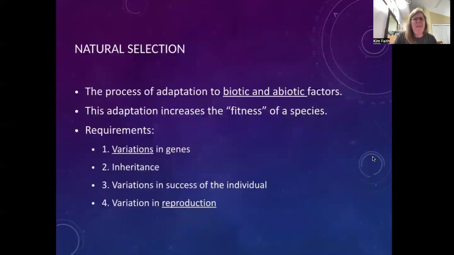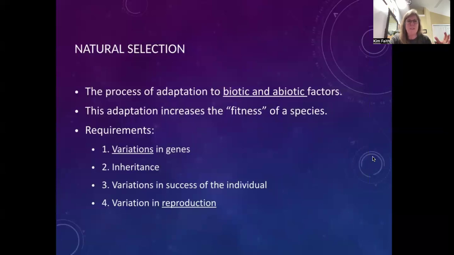So the process of adaptation, this is where we have to adapt to biotic and abiotic factors, to living things and sometimes non-living things. Could be weather change, could be climate change, it could be something that has to do with the soil, the amount of solar radiation, those are abiotic factors. The adaptation increases the fitness.